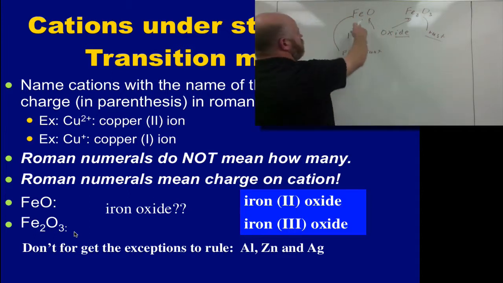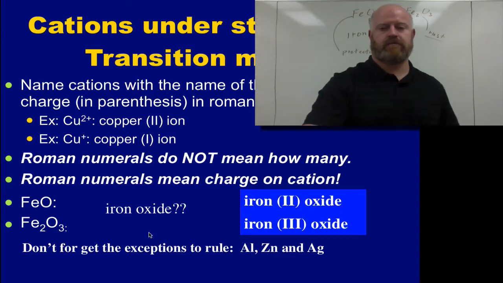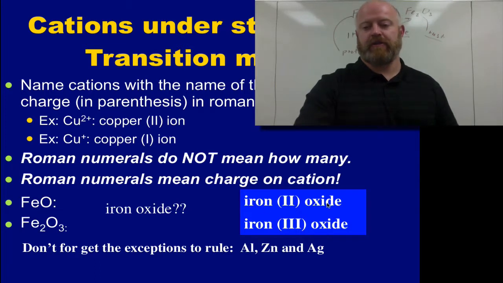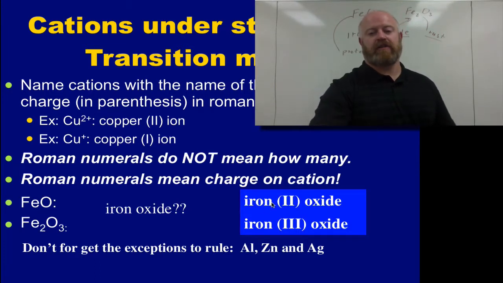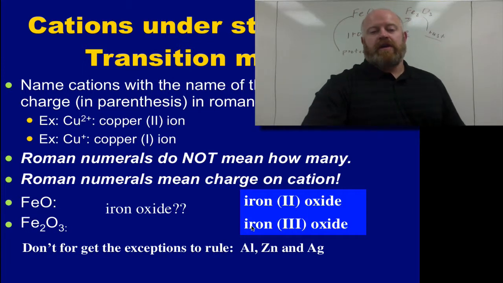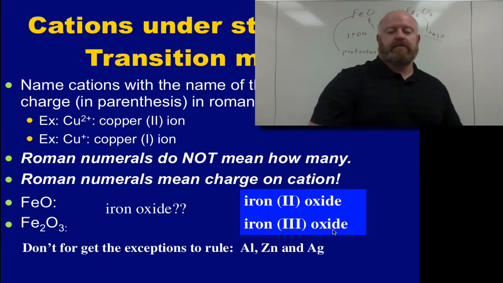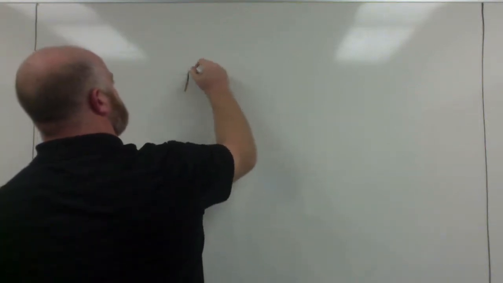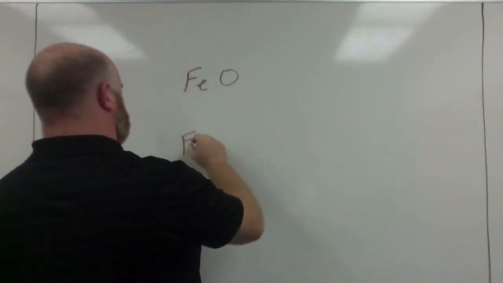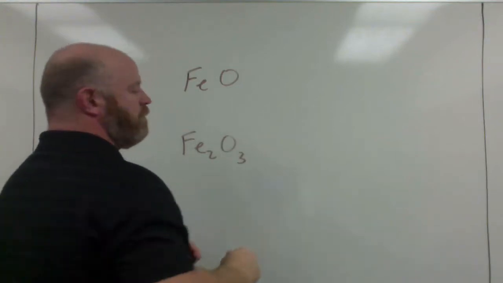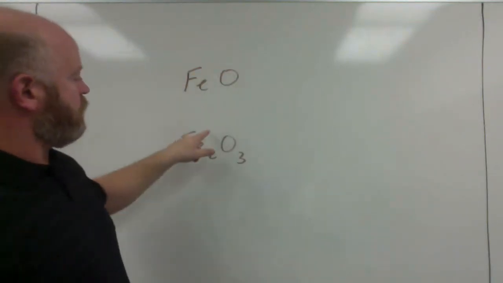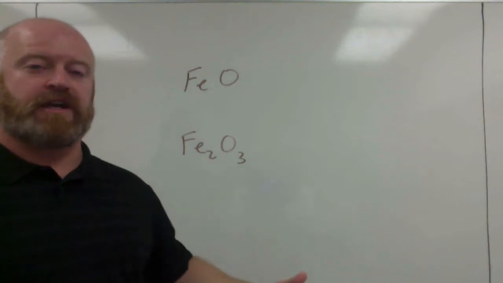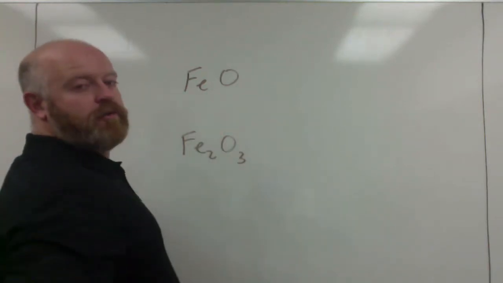So for FeO, we would call it iron 2 oxide because the charge on the iron would be a 2. Fe2O3, we call it iron 3 oxide. Now you might be asking, well, how do I know what the charge is? Because it doesn't tell me the charge in the formula. Right? Nowhere up here did I write down the charges, so how do I know that that was iron 2 versus iron 3? Well, again, we go back to our ratios here.